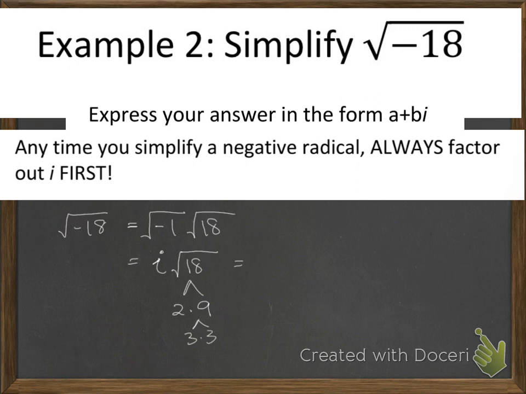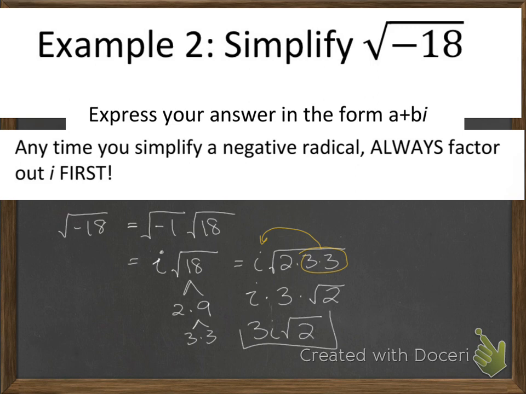So I can rewrite this as i times the square root of 2 times 3 times 3. So remember, we have a pair of 3's, right? Only one of them is going to escape. So I'm going to have i times 3 times the square root of 2. Again, our normal way of writing this, we put the 3 first. So we would say that this is 3i times the square root of 2.